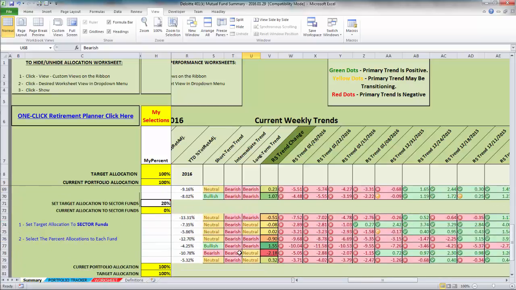And again, this is the same scenario we have down in the sector funds, where we have lots of red, and we'll want to see some of these yellow lights turn into green lights, and that would again be a trigger to get back in this market.